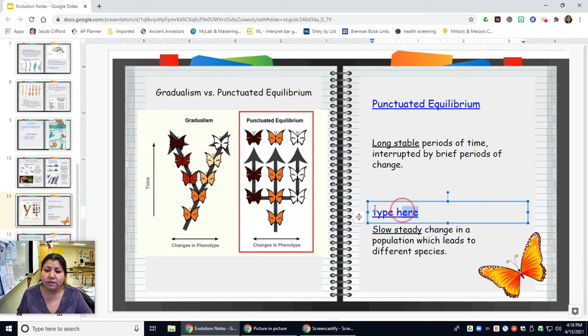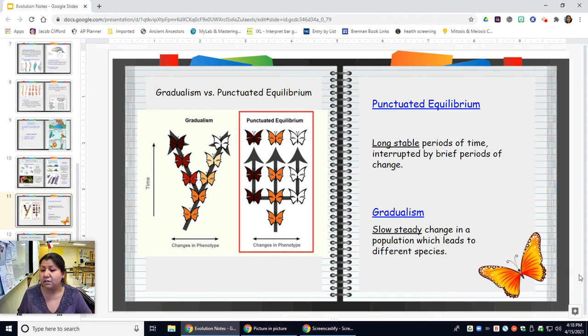This other one, gradualism, is when you have slow and steady change. So you end up with different types of species over a period of time.